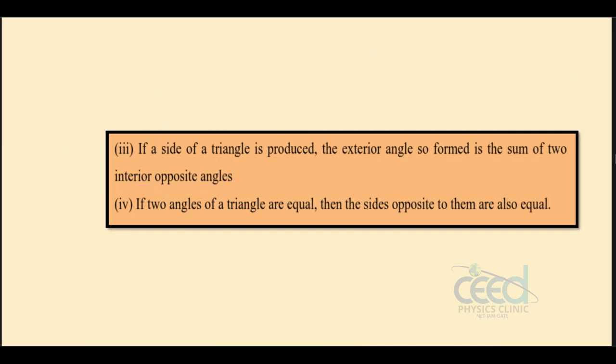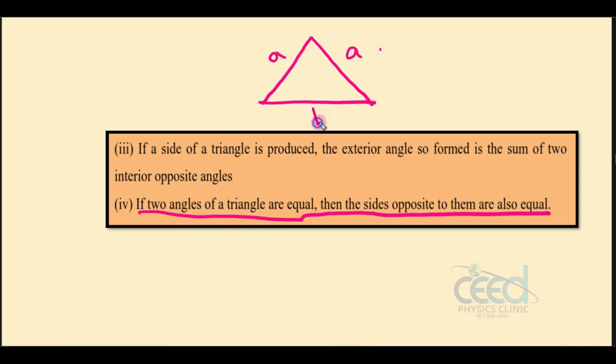So this and all happen parallelly. Next point: if two angles of a triangle are equal, then the sides opposite to them are also equal. Suppose this side is A, this side is A, and this is another side B. This angle and this angle are equal, theta. The angle opposite to equal sides is also equal.